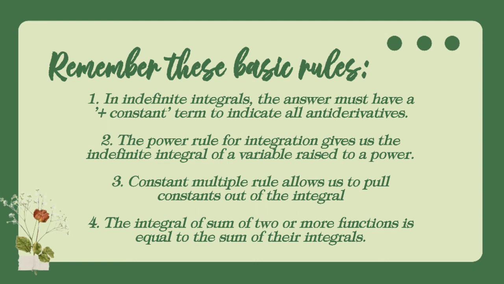Constant multiple rule means that you can pull constants out of the integral, which can simplify the problem. Lastly, the integral of the sum of two or more functions is equal to the sum of their integrals.